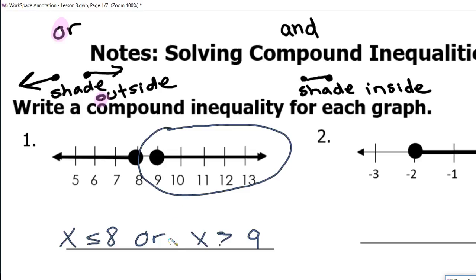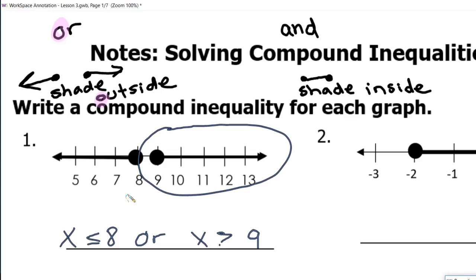Now, this is very important. Make sure you have the word OR. If they shaded outside of the points, you have to have this word OR. If you leave the word OR off, your answer is wrong. So make sure you have that OR right there between the 2.